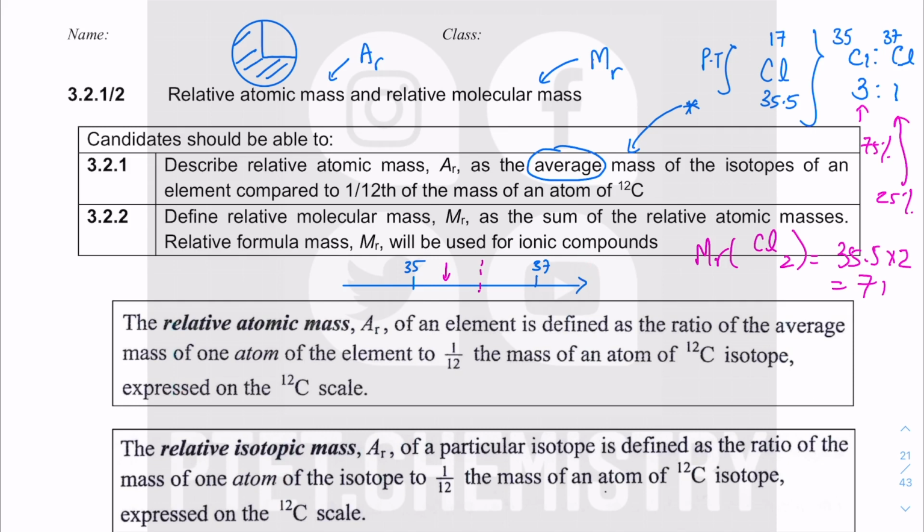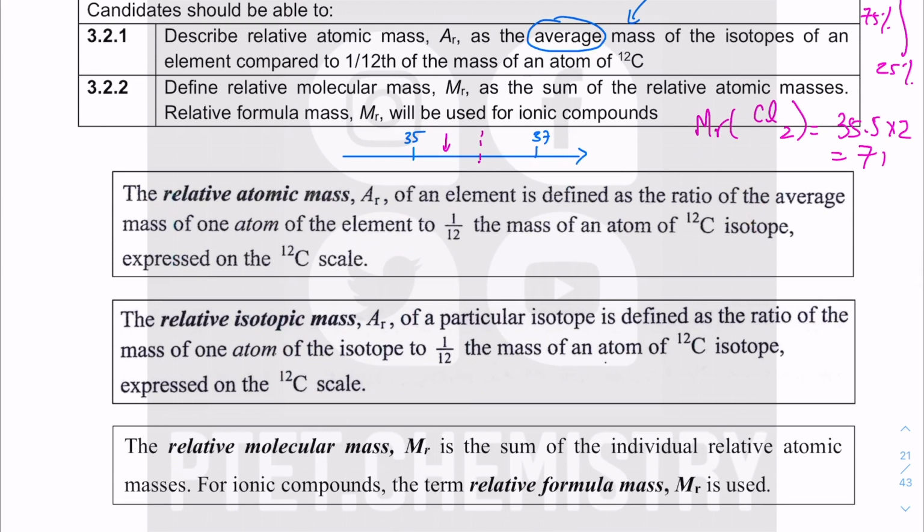All right. Now this is just basically an extension of what was stated in the syllabus. Ratio of the average mass of one atom, or you can say the mass of the isotopes of an element. If I were you, I'd probably go for the definition stated by the Cambridge syllabus. This is just another way of saying it, but it's got all the detail as well.